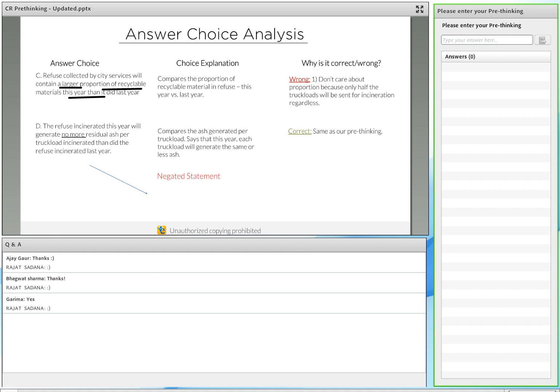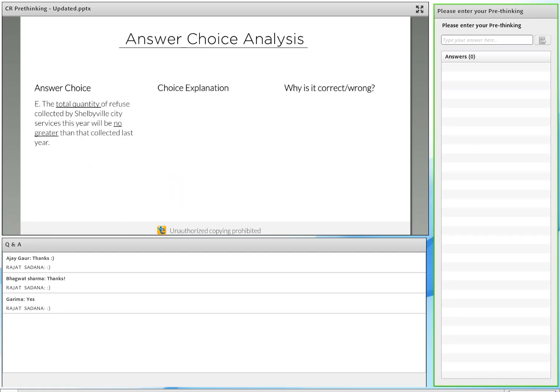Choice D is in line with our thinking. It talks about the ash per truckload, and it's the correct answer choice. And if you negate this, if you say ash refuse incinerated per truckload will generate more ash, then what happens to my conclusion? It breaks down. Why? Because even with half as many truckloads, you're going to generate a lot more residual ash.